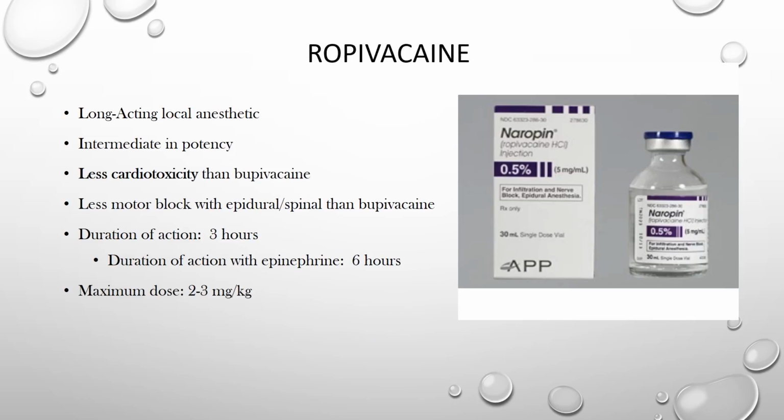ROPIVACAINE. ROPIVACAINE is a long-acting local anesthetic with intermediate potency. Its chemical structure is very similar to bupivacaine, resulting in a similar projection for the way this local anesthetic works in the body. However, ROPIVACAINE is associated with less cardiotoxicity and less motor block than bupivacaine. Ropivacaine is frequently utilized in epidural anesthesia and can have the duration of action of approximately 3 hours or up to 6 hours when administered with epinephrine. The maximum dose of ropivacaine is 2 to 3 milligrams per kilogram.